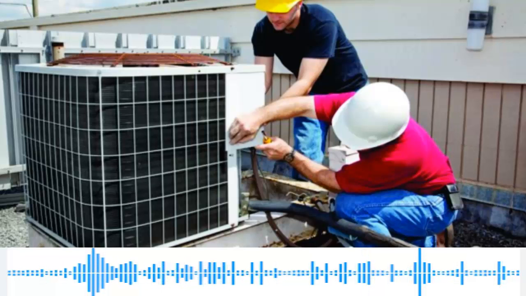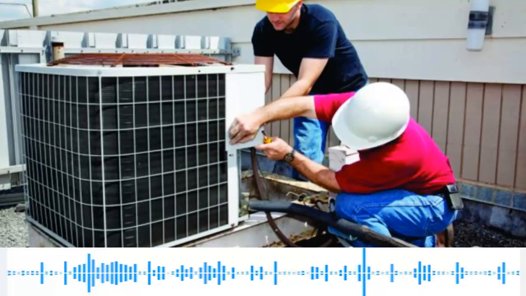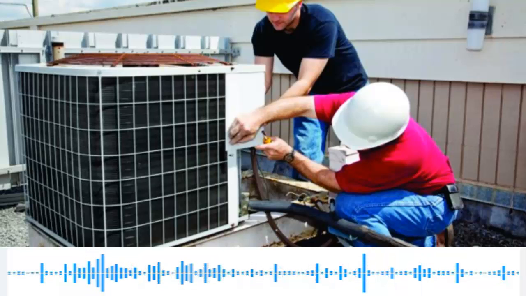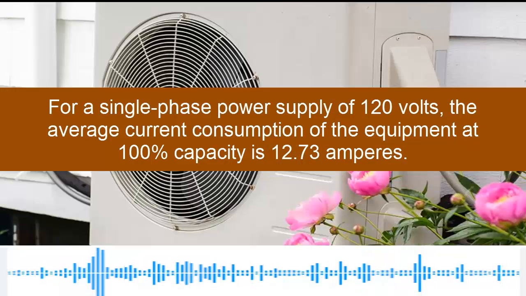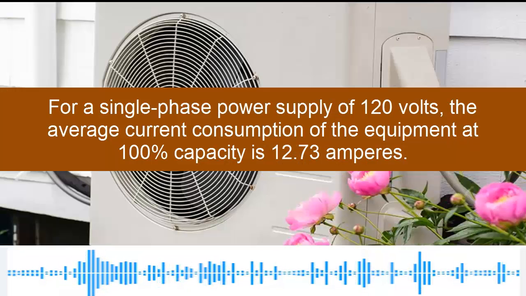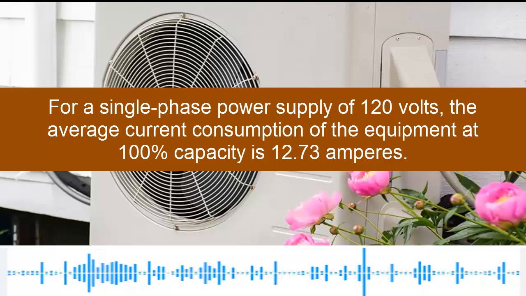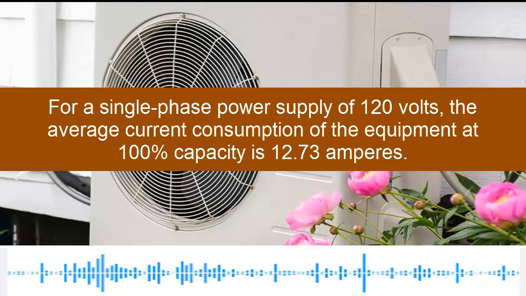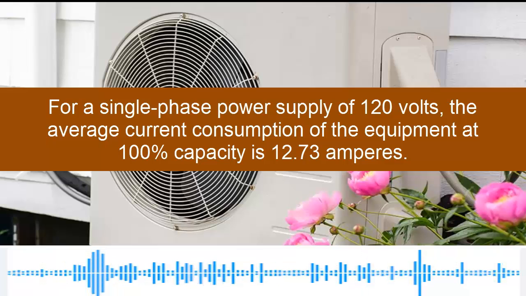Next, we will demonstrate the equipment's consumption at 100% capacity, because it was recently turned on. For a single-phase power supply of 120 volts, the average current consumption of the equipment at 100% capacity is 12.73 amperes.